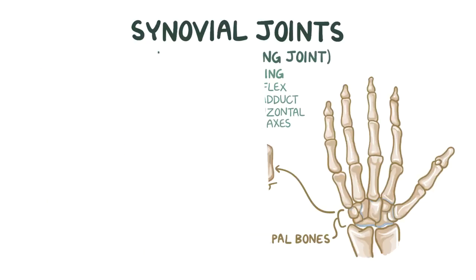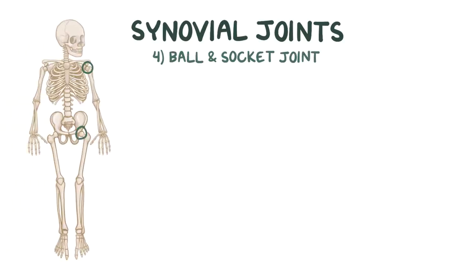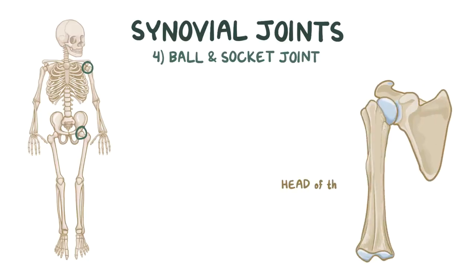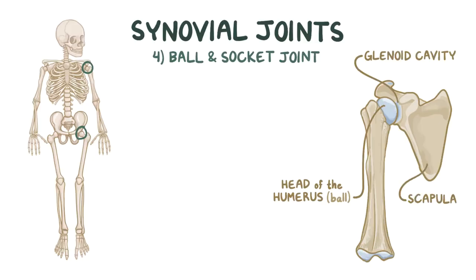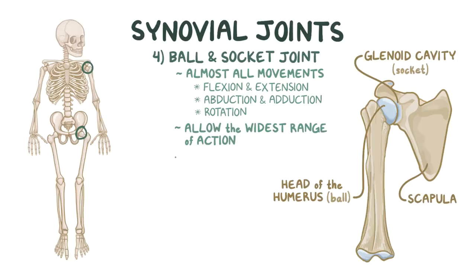The fourth synovial joint is the ball and socket joint, like your shoulder or hip joint. Your shoulder joint, for example, consists of the head of the humerus, which is the ball, fitting into the glenoid cavity of the scapula, which is the socket. This allows almost all kinds of joint movements, like flexion, extension, abduction, adduction, and rotation. Ball and socket joints allow the widest range of action, but this also makes them prone to frequent dislocations.